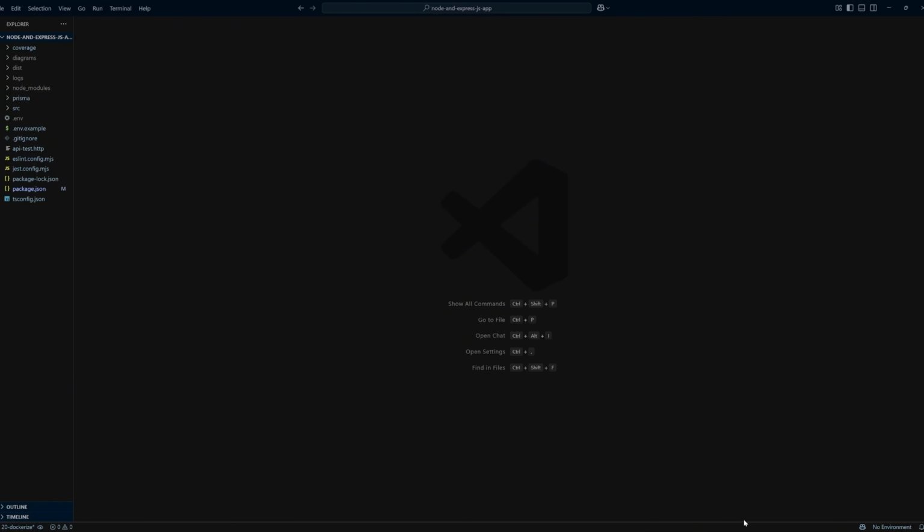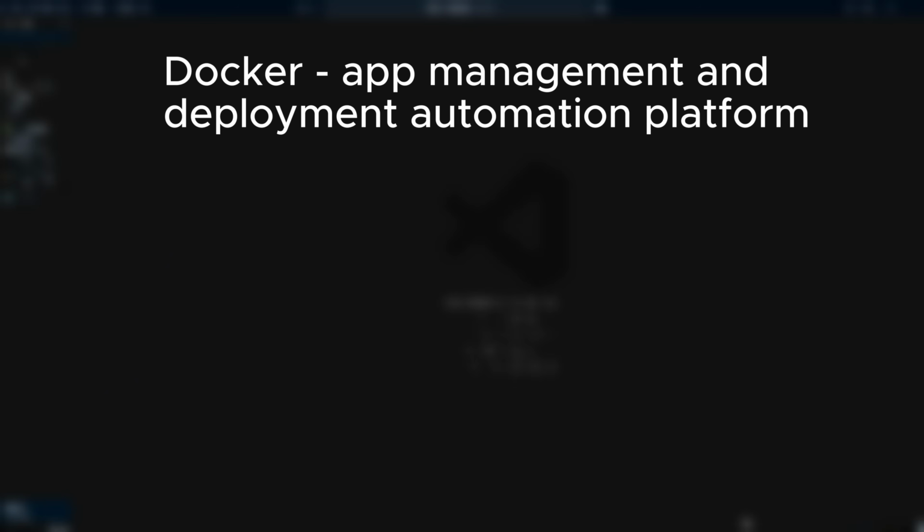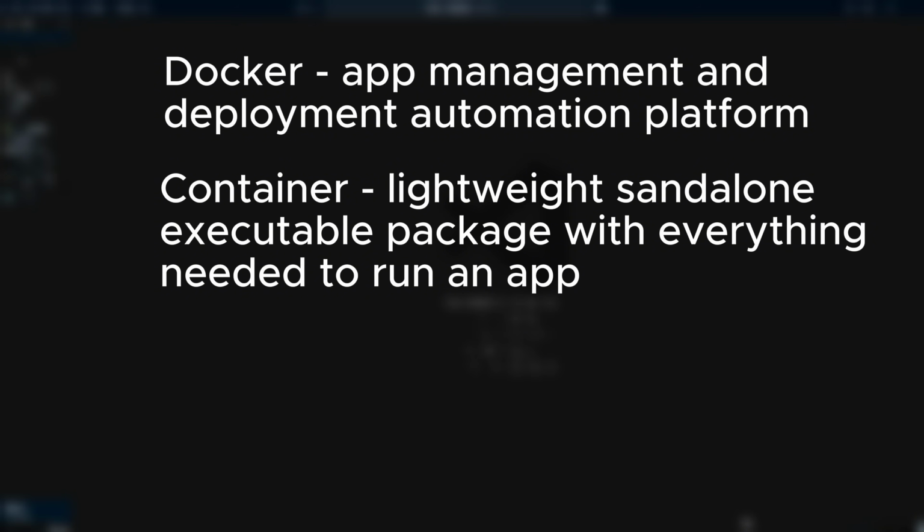So, what is Docker? Docker is an open source platform that enables developers to automate the deployment, scaling, and management of applications using containerization. A container is a lightweight, standalone, and executable package that includes everything needed to run a piece of software: code, runtime, libraries, and dependencies, so it works reliably across different computing environments. Unlike traditional virtual machines, containers share the host system's operating system, making them more efficient and faster to start.